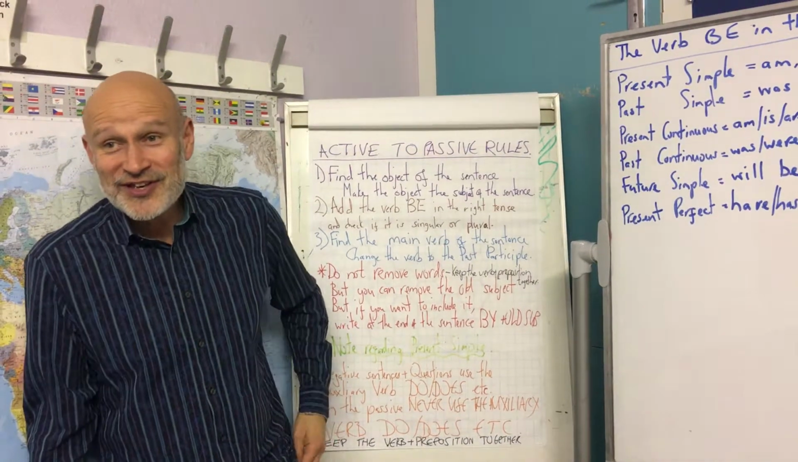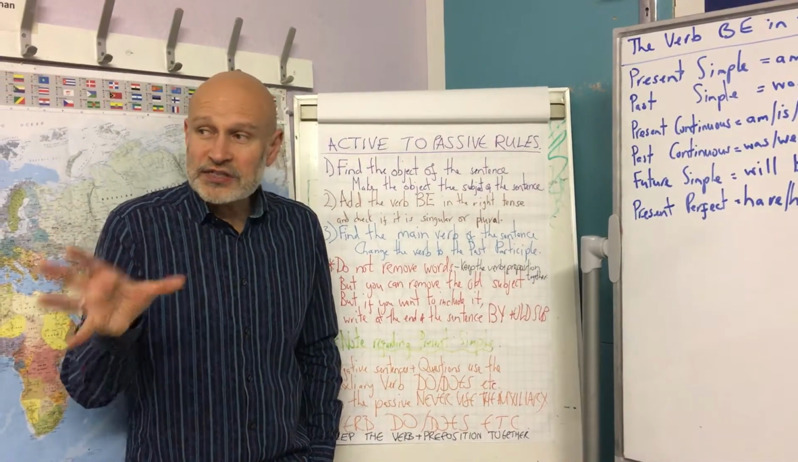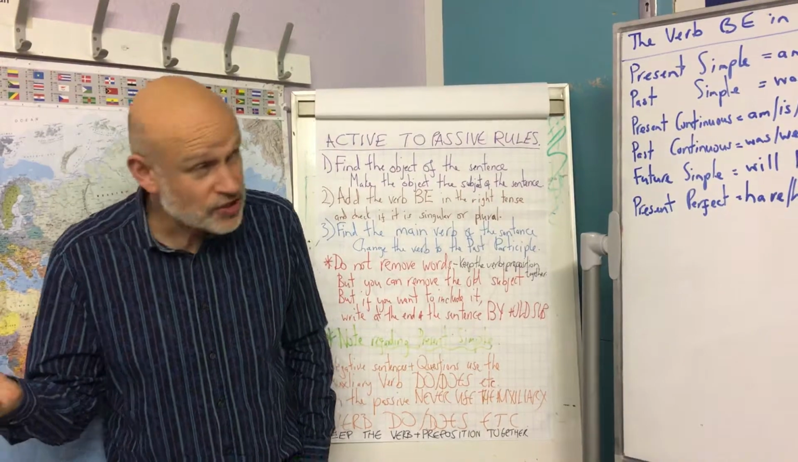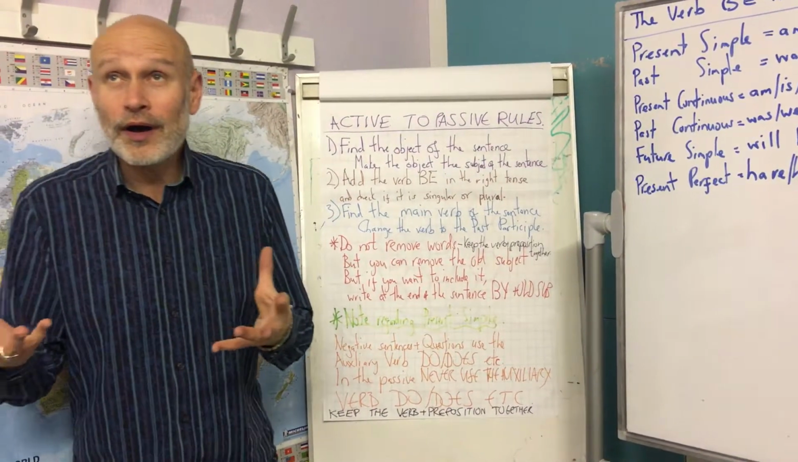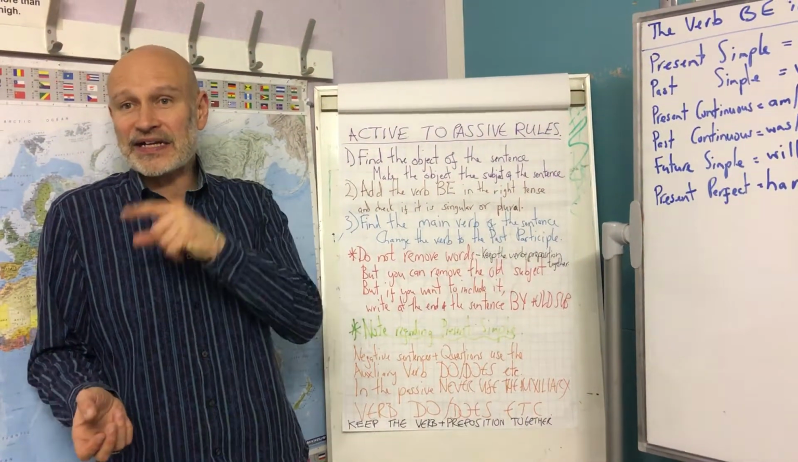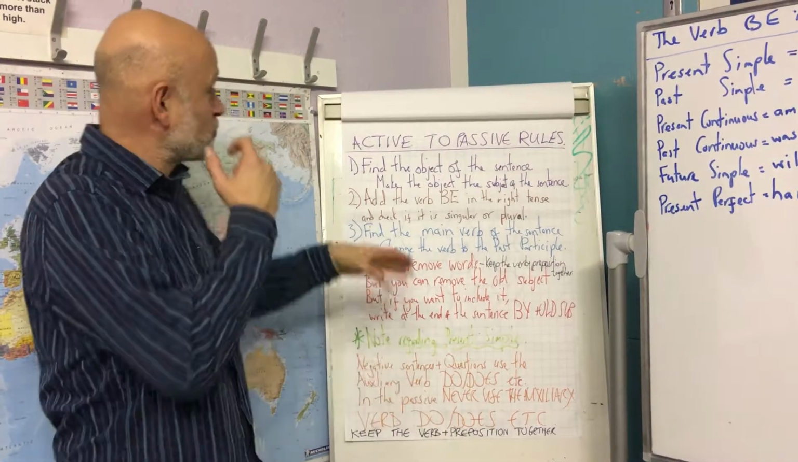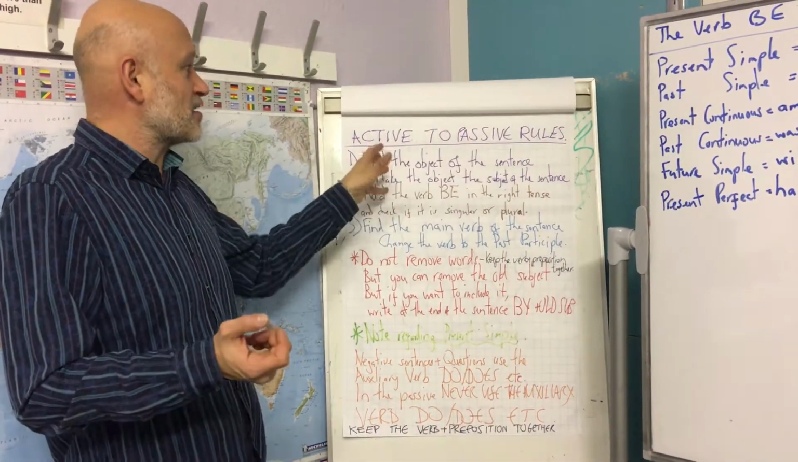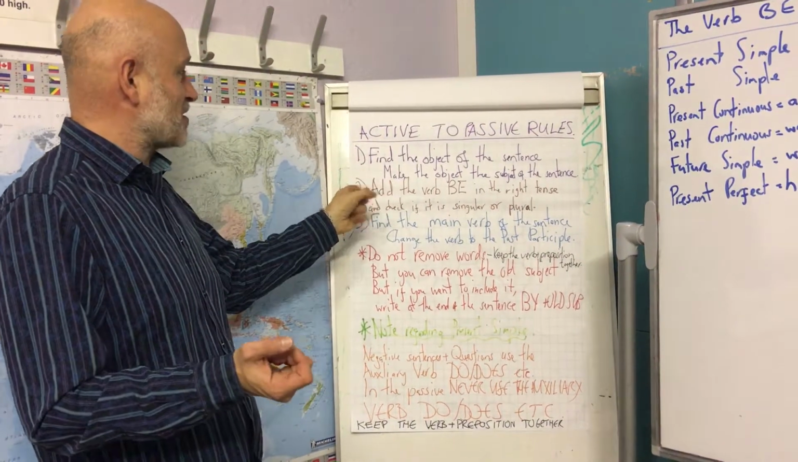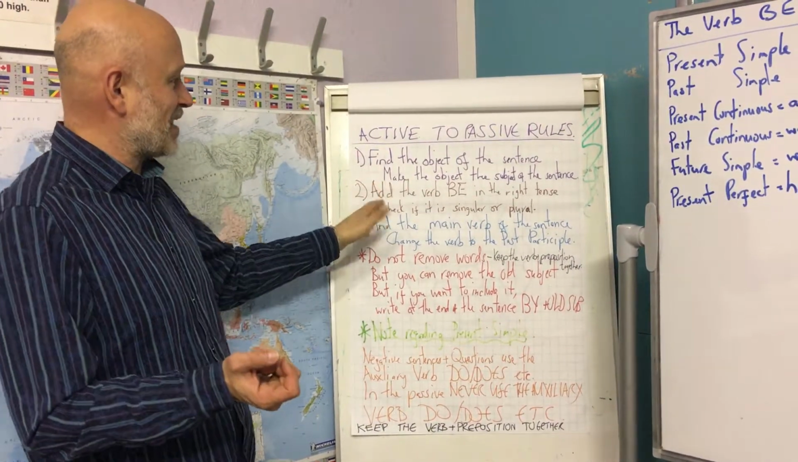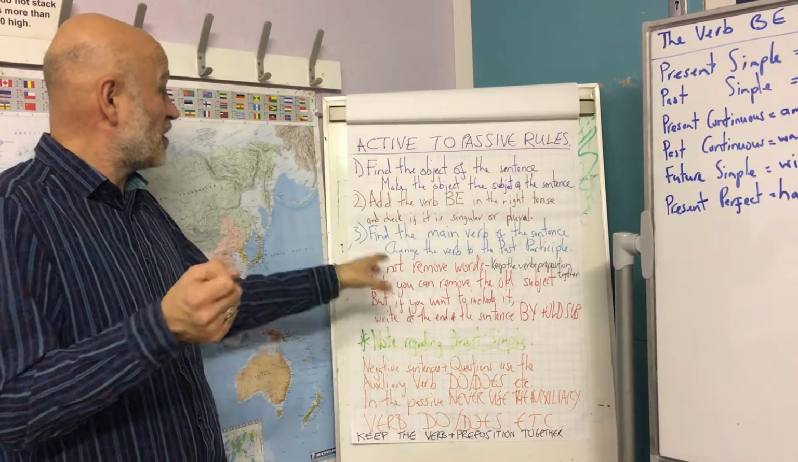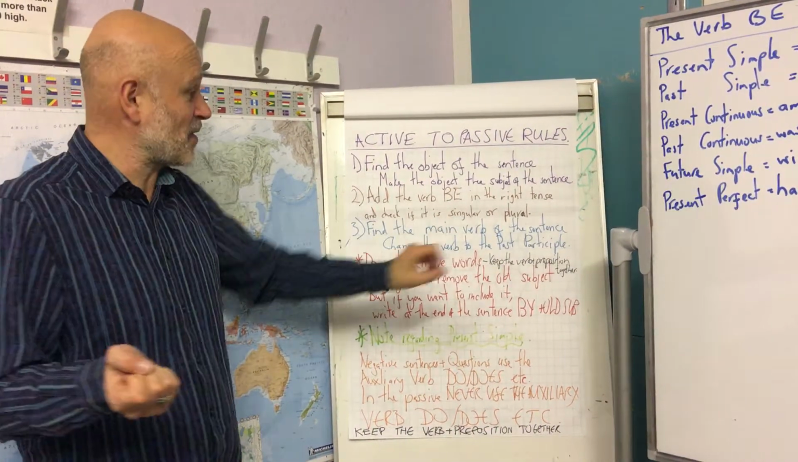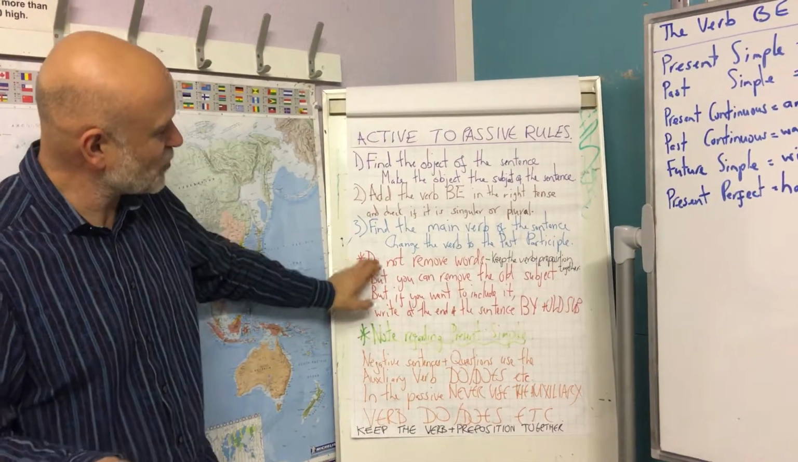Okay, good. So, over the last couple of weeks, we've added to our information about how to make an active sentence passive. So we started with the main idea: find the object, make the object into the subject, add the verb to be in the right tense, check if it's singular or plural, find the main verb, make it into the past participle, and then we added a few extra things.